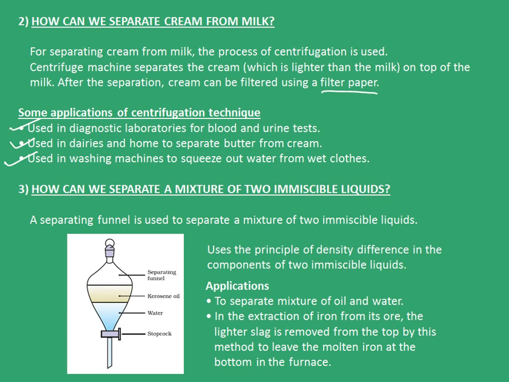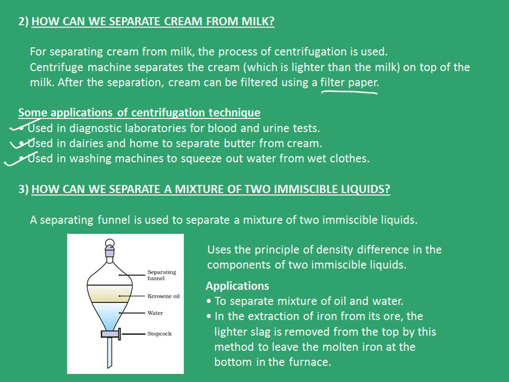The third one is, how can we separate a mixture of two immiscible liquids? A separating funnel is used in this case to separate a mixture of two immiscible liquids. It uses the principle of density difference in the components of two immiscible liquids. We take a funnel which has a stopcock, and when we put the mixture in, the two components separate because there is a difference in density of both.